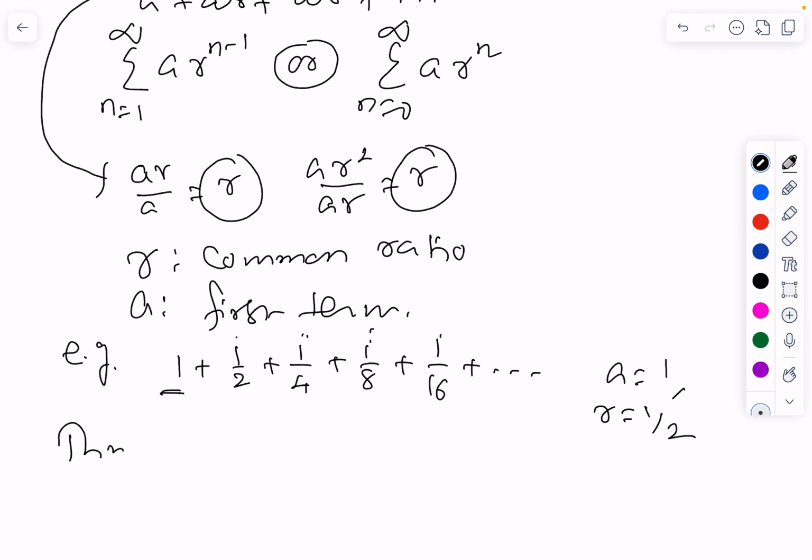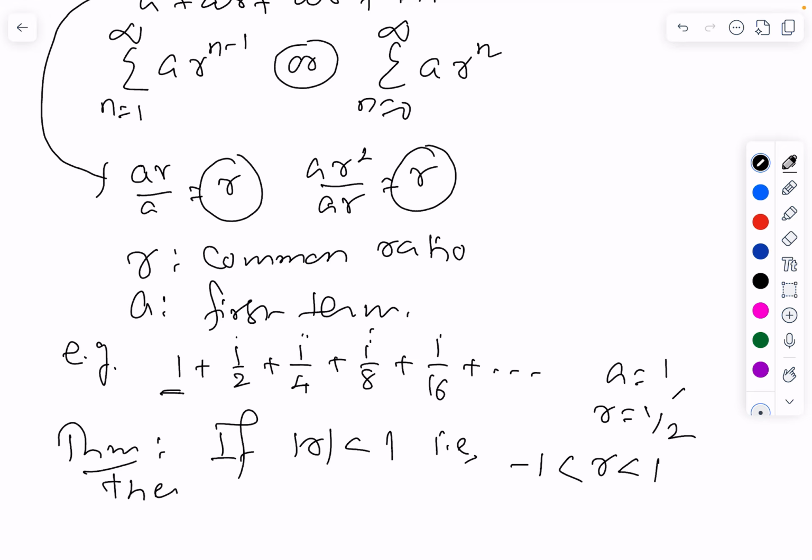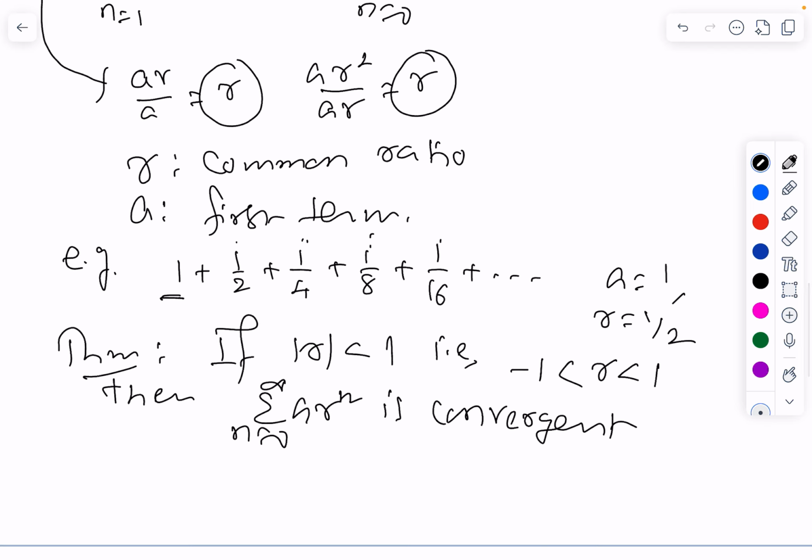And there is one theorem, it says like this: if modulus R is less than 1, that means if the common ratio is in between -1 to 1, okay, then the geometric series is convergent. That means you can find the sum of that series. And exactly the sum also you can find, and that sum is first term A upon 1 minus the ratio. That is the theorem.